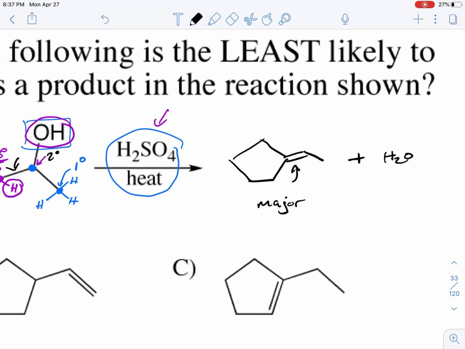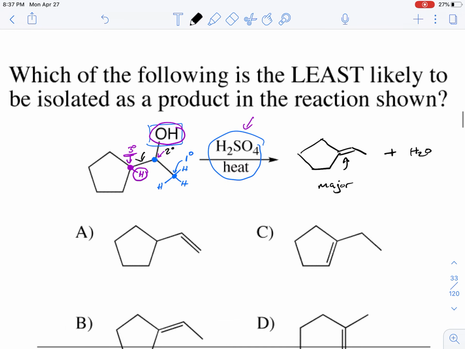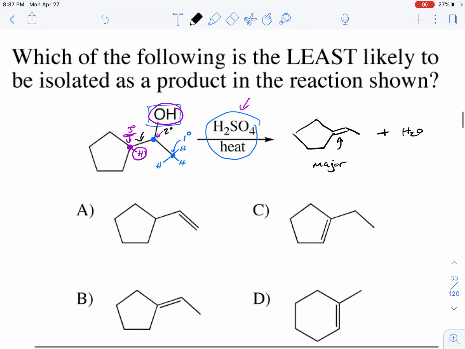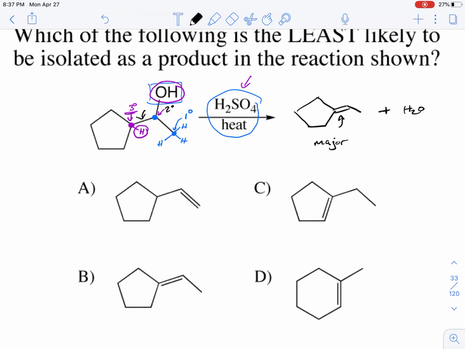So now that we understand the major product, which of the following is least likely to be isolated? And so we have some choices. Let's look at choice B. So choice B looks like our answer, which is the major product. So it's the most likely to be isolated. So that's wrong.